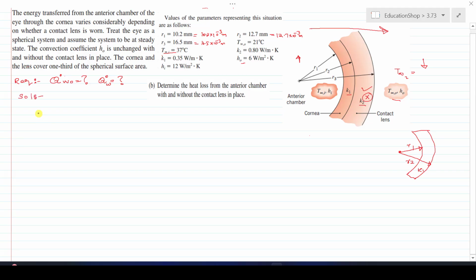The first thing that we need to find is the anterior surface area. The internal surface area of the cornea is A_i. Since we are considering 1/3 of the area, it is 1/3 times 4 pi R1 squared. Simply solving this on a calculator with the R1 value, you will get the internal surface area of the cornea as 4.358 multiplied by 10 to the power minus 4 meter square.